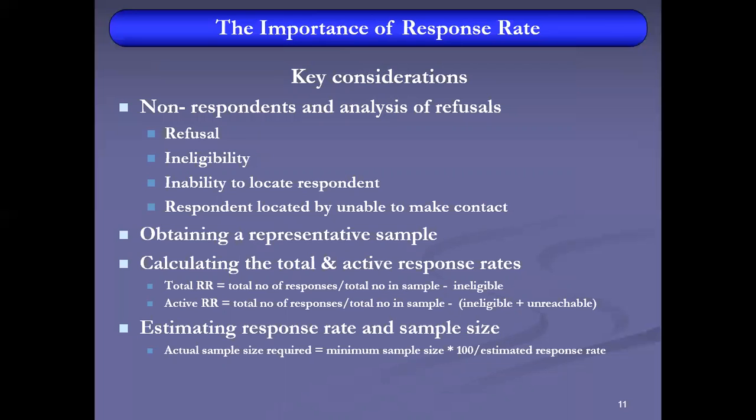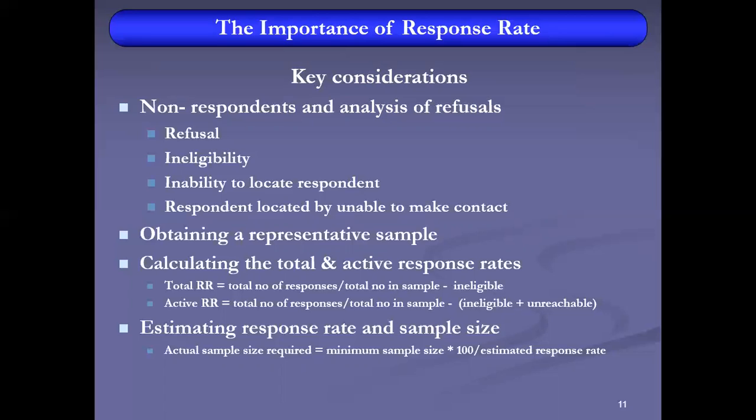Then the ineligibility. For example, if we consider ineligible participants in our study, then the actual response rate will be low. Inability to locate the respondent. If we are unable to locate the respondent, where is our respondent? It also affects the response rate. Respondent located but unable to make contact. This also affects the response rate.